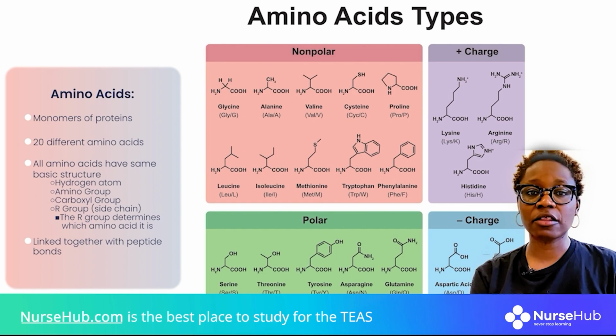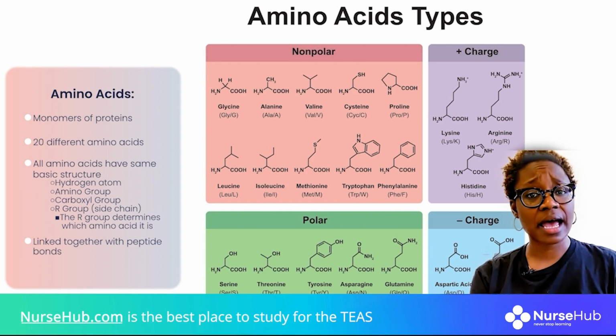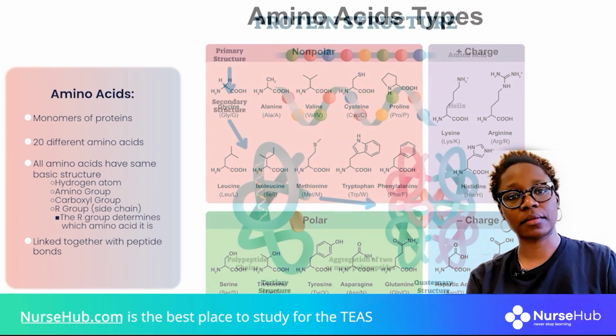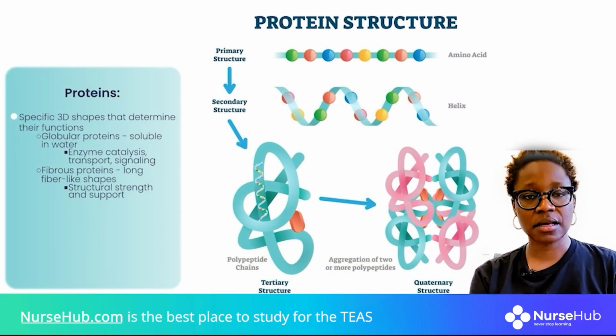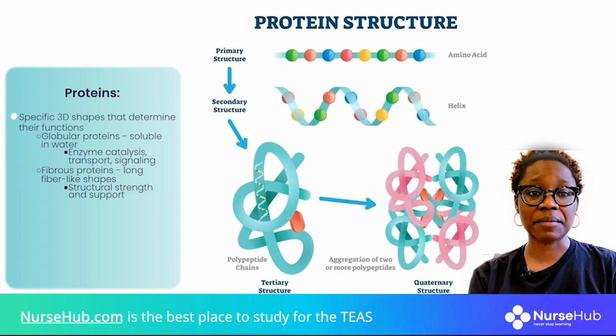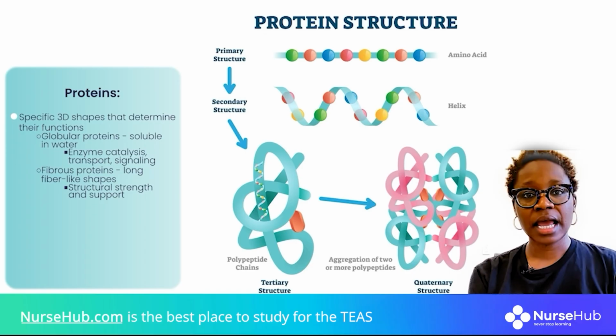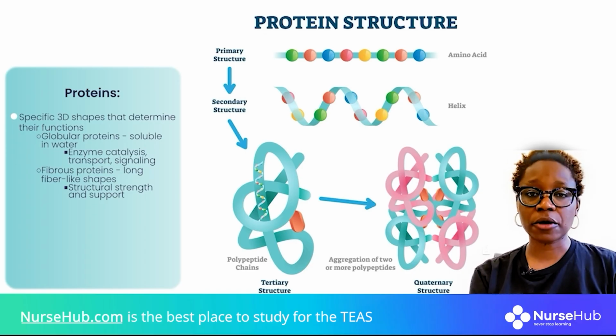Proteins have a specific three-dimensional shape that determines their function. They can act as enzymes, antibodies, transport molecules, and perform many other vital roles within the body. Proteins have different shapes and functions. For example, globular proteins are typically water-soluble, so that means they're hydrophilic. They perform functions such as enzyme catalysis, transport, and signaling. An example is hemoglobin, a globular protein that carries oxygen in red blood cells.